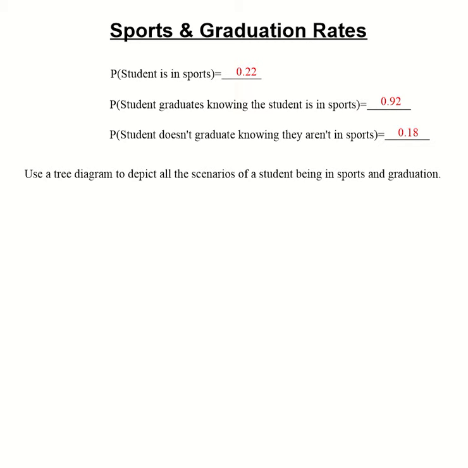So what we're going to do is we're going to use a tree diagram to depict all the scenarios of a student being in sports and graduation. So, first off, let's start off with the probability that a student is in sports. So, we start off our tree diagram.